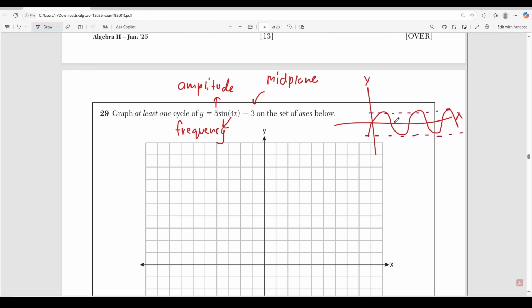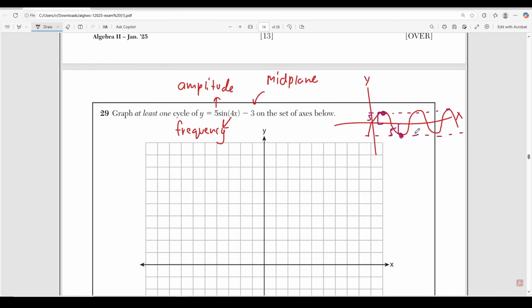So if this was our function here, we know that our amplitude would be 5. So you're actually going 5 above and 5 below. Okay, so plus 5, minus 5. You're never going higher than 5, and you're never going lower than -5. Essentially, you have parts in your graph where you're at your highest height and your lowest height. When you're at the highest, that's a peak. When you're at the lowest, that's a trough.